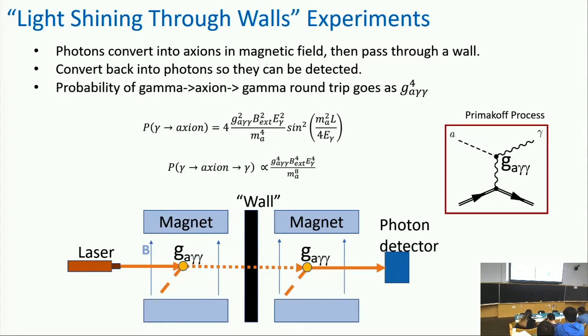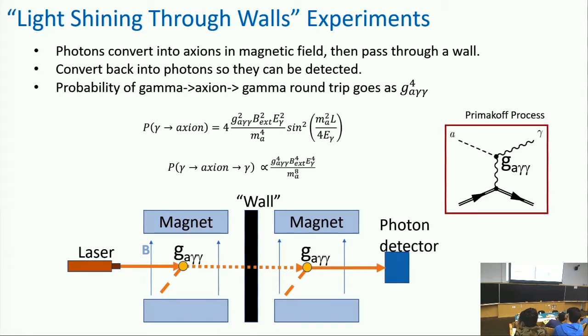So before the laser has converted all the way into axions, you just put a wall there. So that the wall blocks the photons, allows the axions to go through. The axions then enter a second magnet, and they start the oscillation process again. Some of them convert into photons, and then you detect the photons with some kind of detector, like a photomultiplier tube or a transition edge sensor or something more sophisticated.